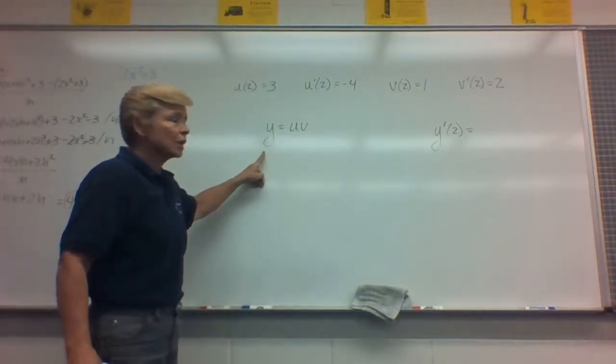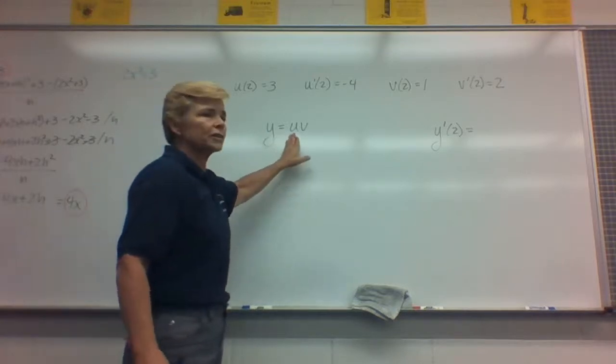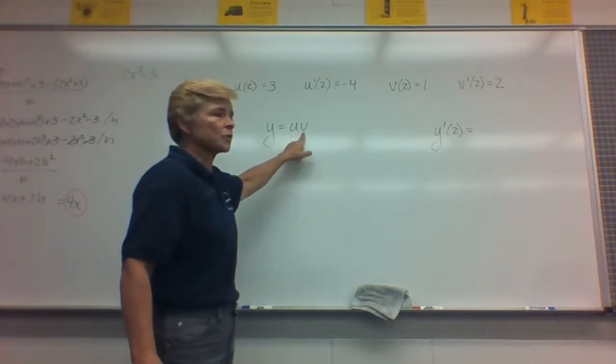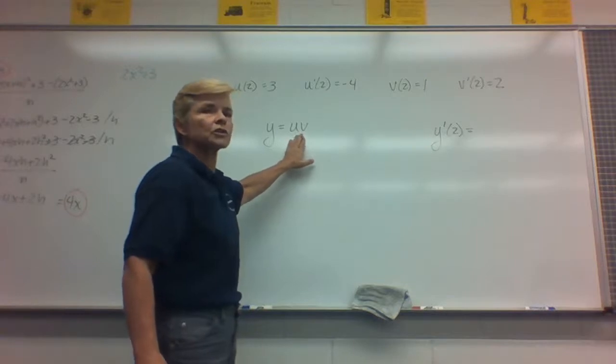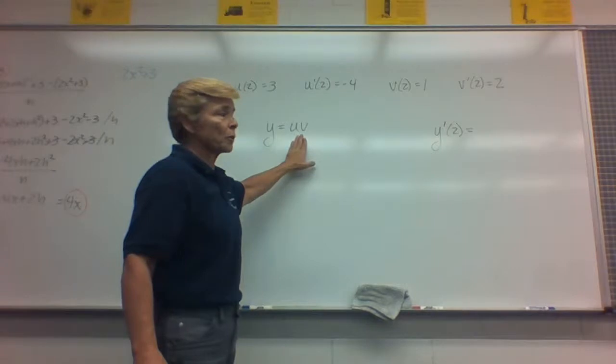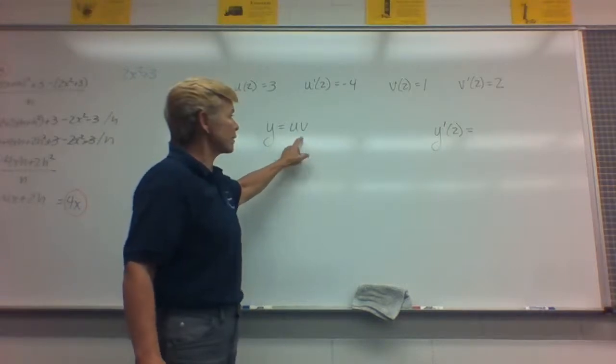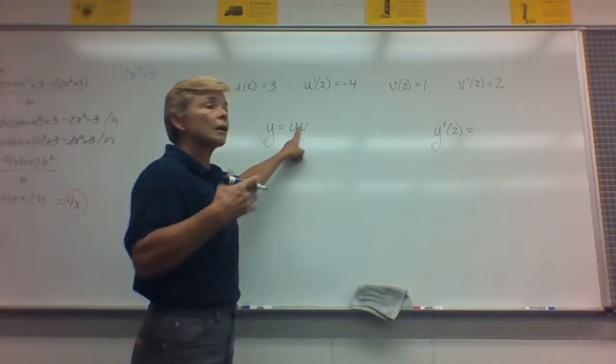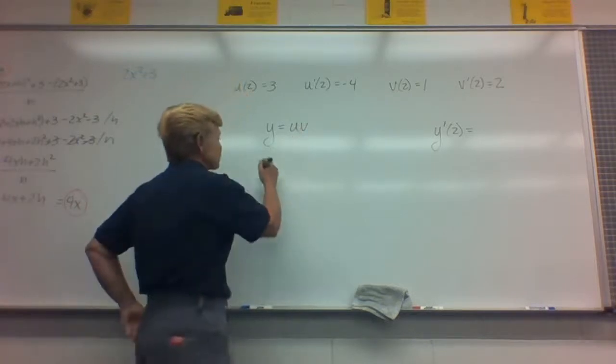We have no idea what u is in terms of x or what v is in terms of x. We just know that they're functions in terms of x. But we can make a function. We don't even want to put an x in here. We never want to see x in this thing. What we want to do is apply the product rule to find the derivative.